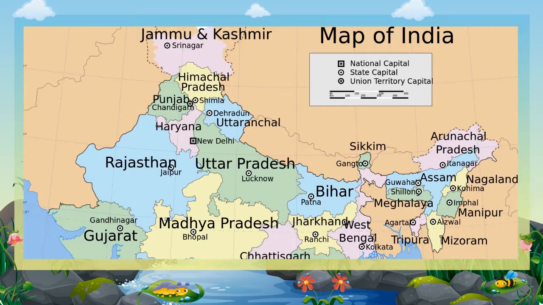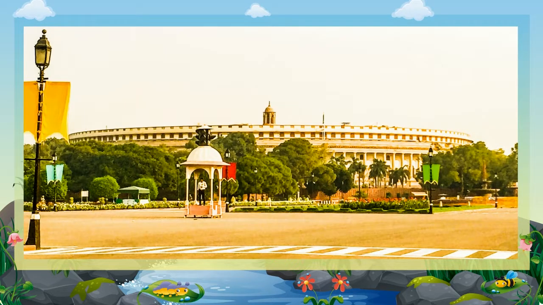State government. The states have their own legislatures. Some states have 2 houses and some only 1 house.